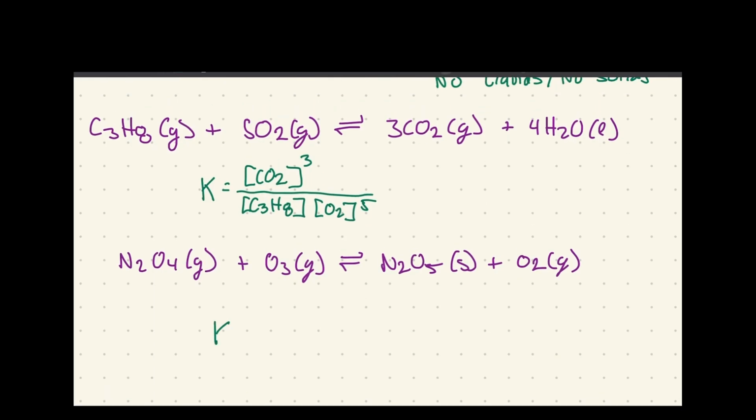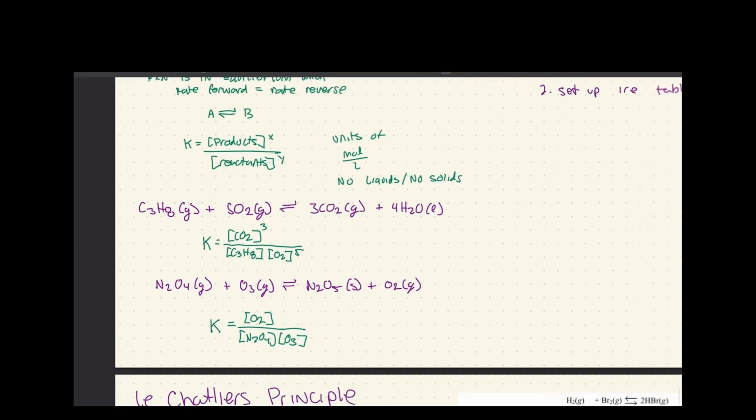In this reaction, I see that my products are N2O5 and O2, but N2O5 is a solid, so I'm not going to include it in my equilibrium expression. I'll just say the concentration of O2 divided by N2O4 times O3. So this would be my equilibrium expression for this reaction. This is really important to practice because every equilibrium problem is going to start by writing a KEQ expression.